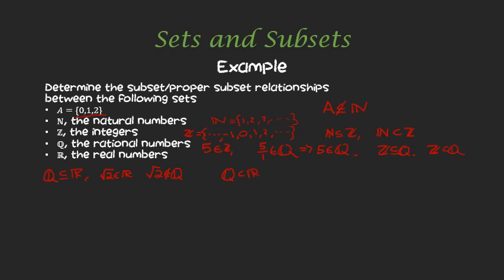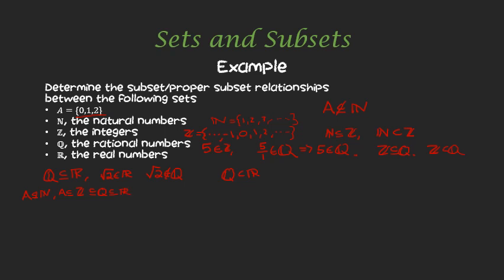And so putting this all together, we know A is not a subset of the natural numbers. However, we can say A is certainly a subset. So we'll list that again. A is not a subset of the natural numbers because of the 0 that's in A. A is a subset of the integers. And then the integers are a subset of the rationals, which is a subset of the real numbers.